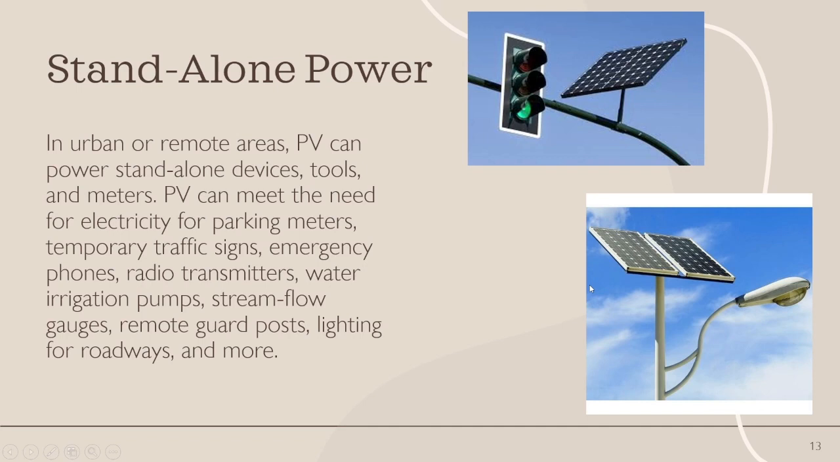Next, we have standalone power. In urban or remote areas, PV can power standalone devices, tools, and meters. PV can meet the need for electricity for parking meters, temporary traffic signs, emergency phones, radio transmitters, water irrigation pumps, stream flow gauges, remote guard posts, lighting for roadways, and more. You might have already seen the roadway lightings and solar powered traffic sign signals. It's a very effective use of solar power.